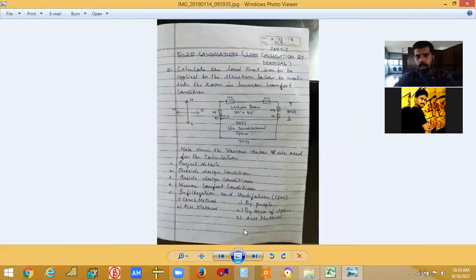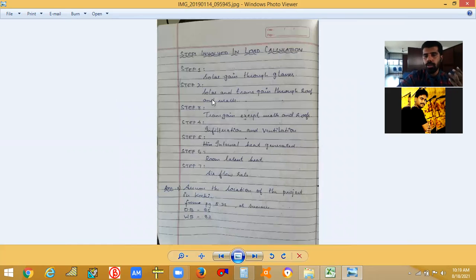So initially we were dealing with these 5 things, which means the project details or the data that we need for calculation, the input values. These are the different steps involved in the calculation: solar gain through glasses, solar and trans gain through roof and walls. Yesterday we dealt with the origin sheet, right? We have seen the heat gain through glasses, windows, roof, ceiling, floor, etc. The same way, every method is similar.